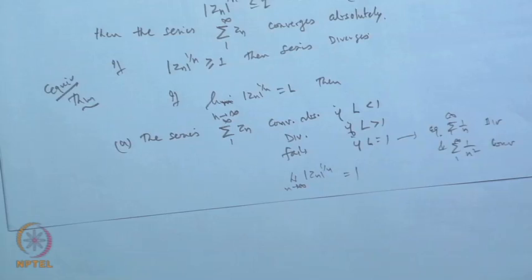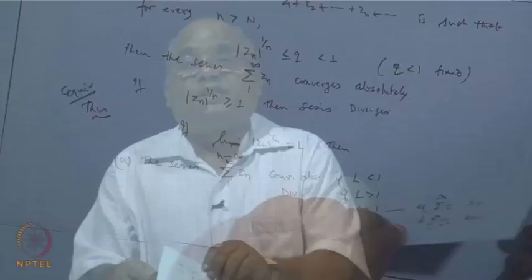So, this gives a rough idea about the various tests which will be used for getting the nature of a given series, whether it is convergent or divergent. These are very effective tools, particularly when we judge the radius or region of convergence of the power series. So now let us come to the main thing, the power series.